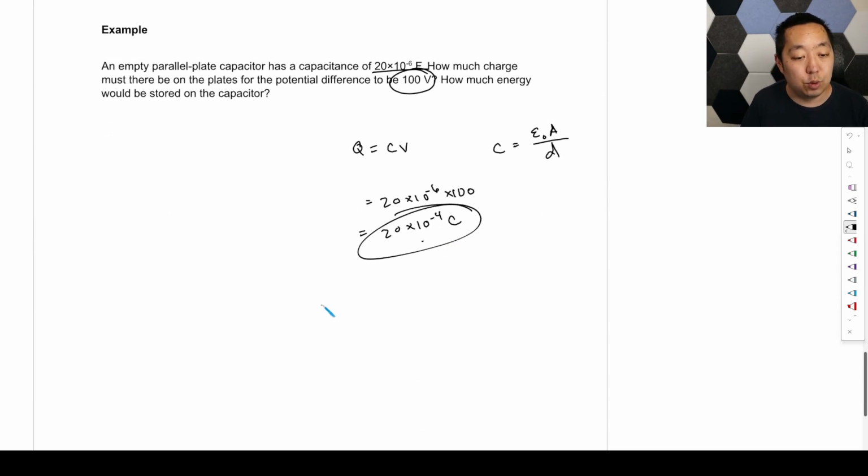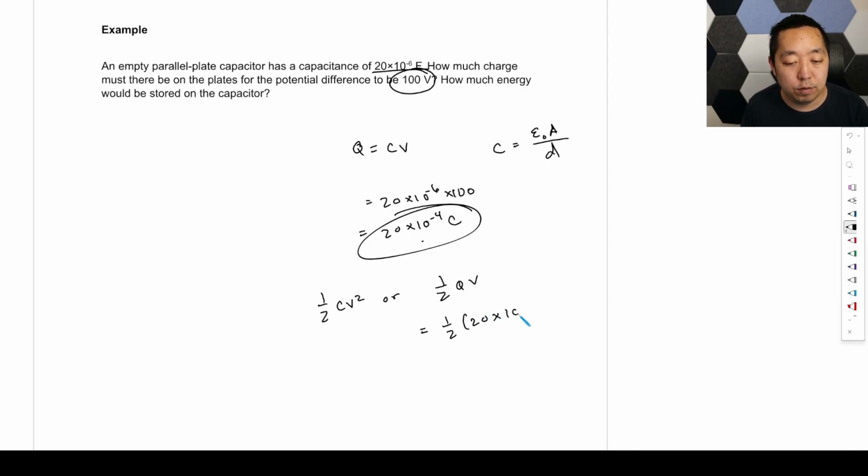Oh, how much energy is stored. You can do 1/2 CV squared, or you can do 1/2 Q times V, it doesn't really matter. You get the same number. The Q is 20 times 10 to the negative 4, and then the voltage is 100 here. So then you would get 10 times 10 to the negative 2, or 0.1 joules, like that.